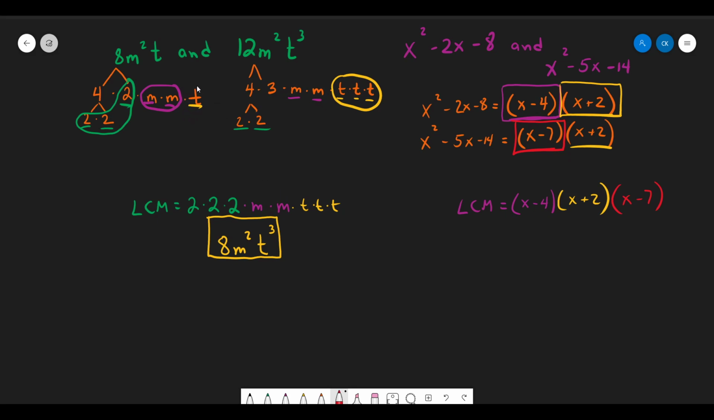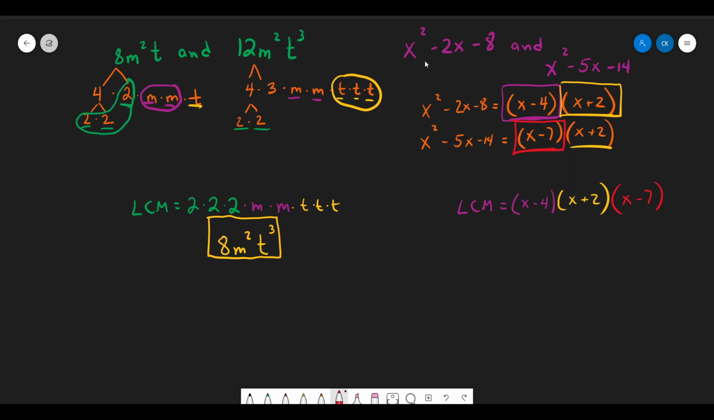Then I go to the t's. I have one t here. I have three t's here. Obviously, three t's are more than one. I'll put the three t's into my LCM, and then I'll multiply them all together. 2 times 2 is 4, times 2 is 8, m times m is m squared, t times t times t, t to the third. So my LCM for the first one will be 8 m squared t to the third.